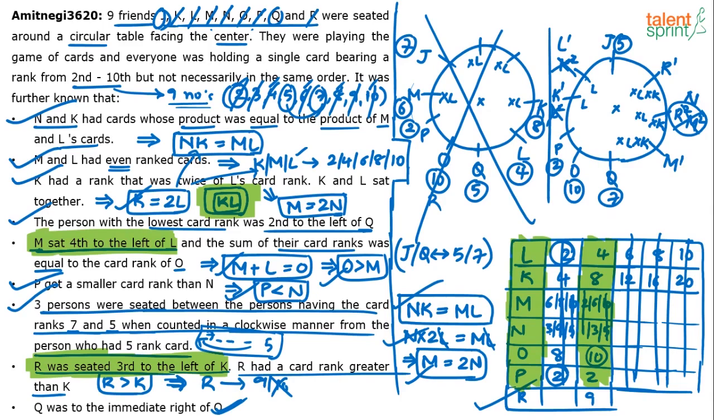M1 is nothing but that final answer. M is equal to 6. What is N? N is equal to 3. What is R? R is equal to 9. And what is L? L is equal to 4. And K, what is K? K is equal to 8.